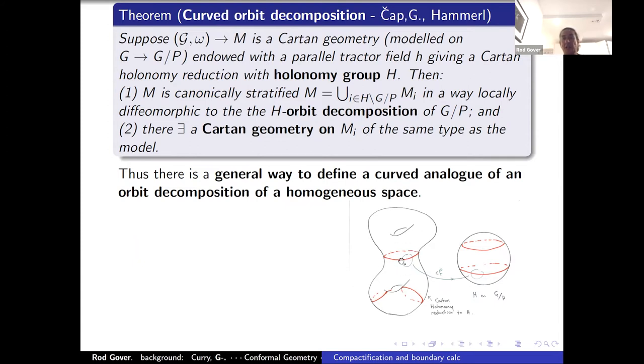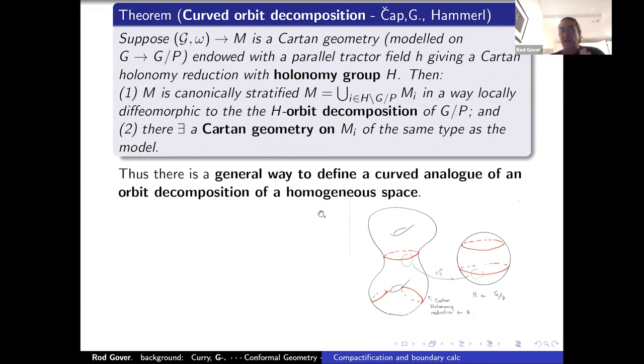And this locally has to look like the decomposition in the model. So in other words, there are local diffeomorphisms that will map these strata over, and they'll have the same type of geometries on the different pieces. So if this red bit had a conformal structure on the model, then it will on the curved version, and so on.